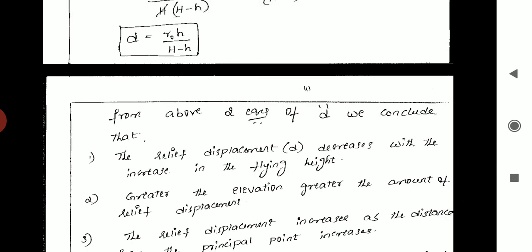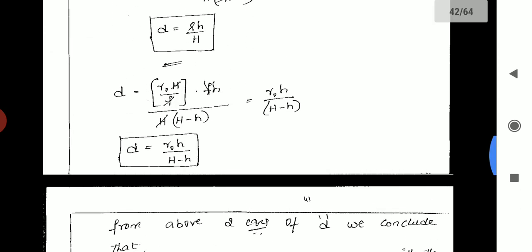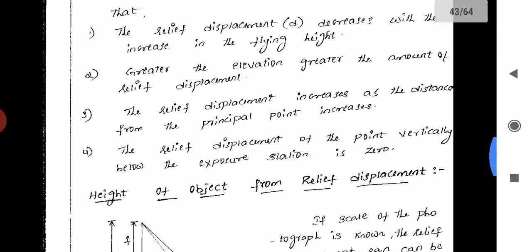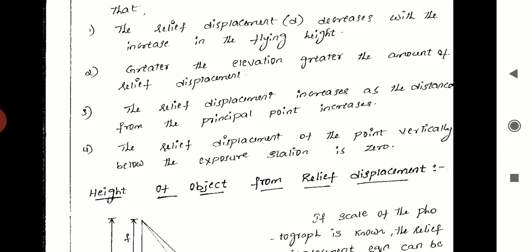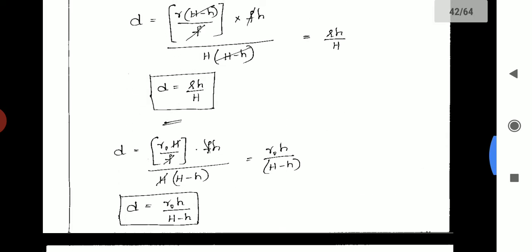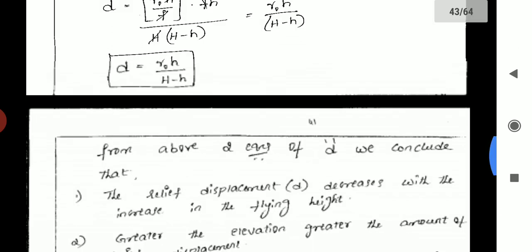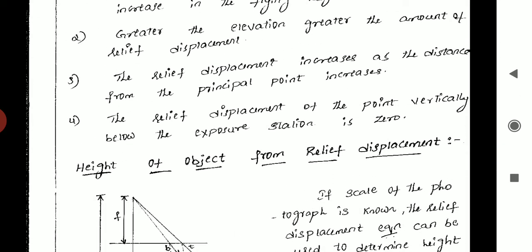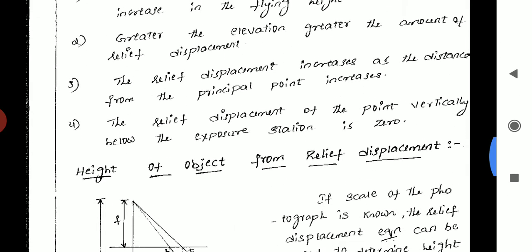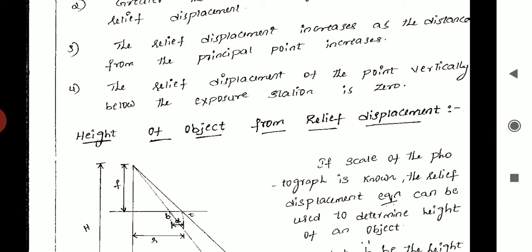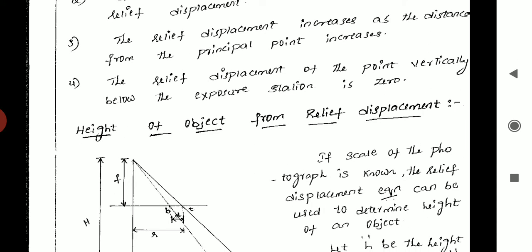So from the above two equations I got the D. We can conclude that displacement decreases with the increase in the flying height. The second point is, the greater the elevation, the greater the relief displacement, and relief displacement increases as the distance from the principal point increases. The relief displacement of a point vertically below the exposure station is 0.